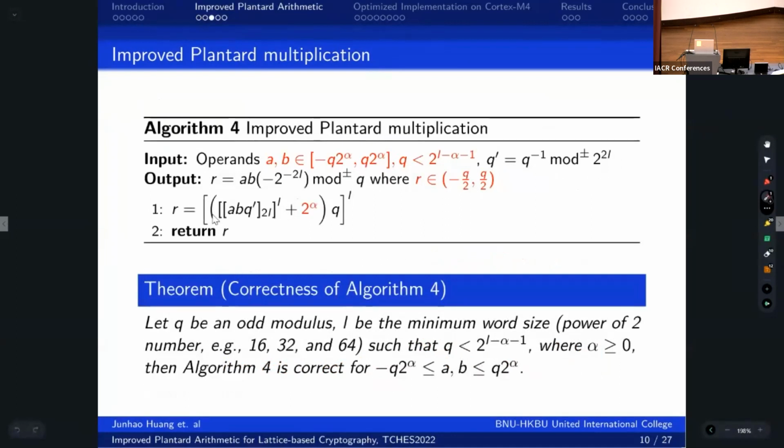So based on these 2 tricks, we present an improved Plantard multiplication, which is shown in Algorithm 4. This algorithm supports signed integers A, B in a large domain under the new modular restrictions, and also produces a signed output R in this domain. As for the main step, we only need to multiply the +1 to +2 to the power of alpha. And we prove that Algorithm 4 is correct under the new restrictions.